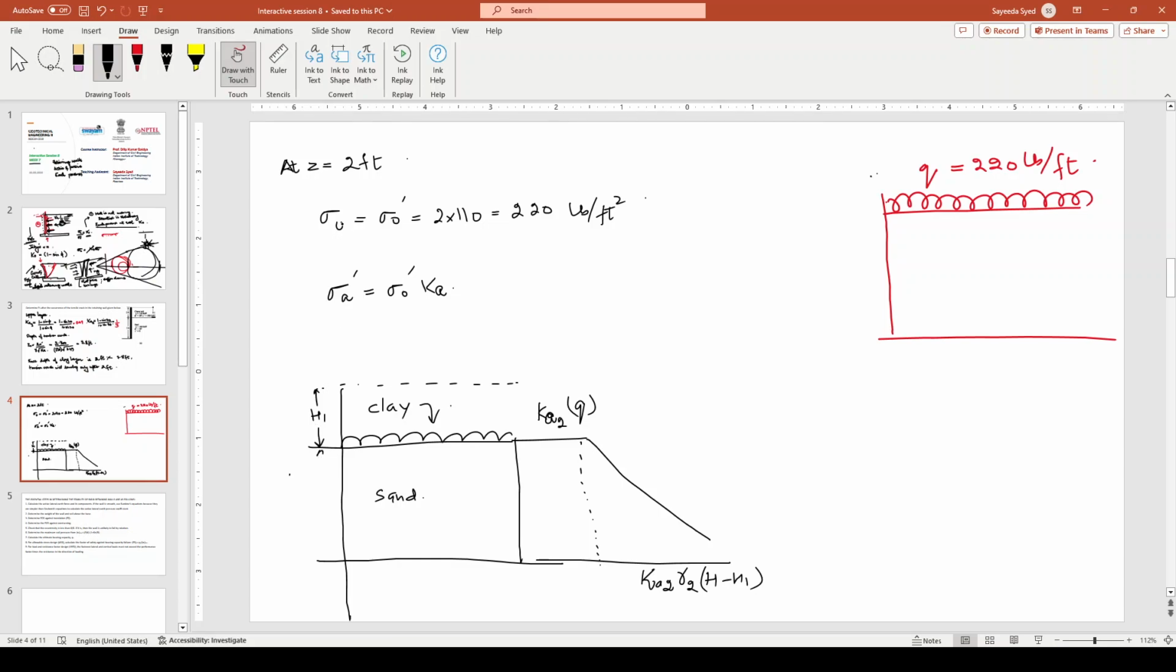This is not sigma a, sorry, sigma naught is surcharge, overburden, at this level, at z is equal to 2.